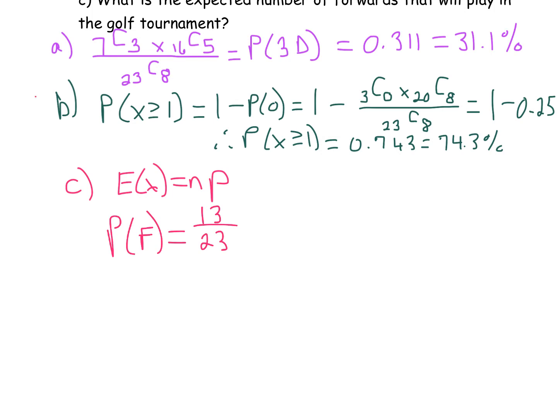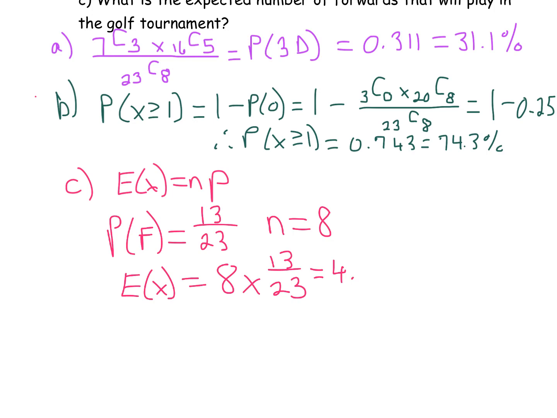We're choosing 8 players total for our golf team, and so our expected value is 8 times 13 over 23. And so if we multiply that, and keep in mind that when we find an average, it doesn't matter whether it's discrete or not. It doesn't have to be a number in our data set. We know we can't really have 4.52 forwards because we can't cut people in half, but that's the expected value, or the average number of forwards that we would expect to see on the team.